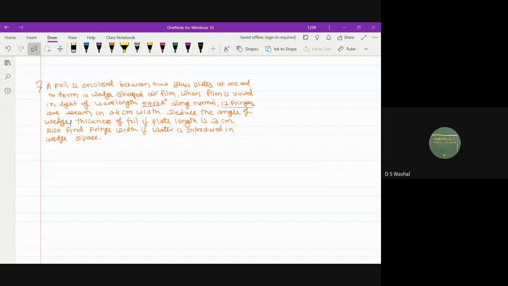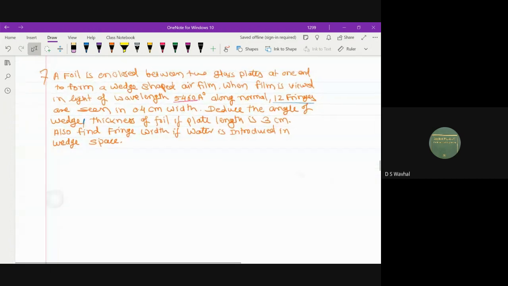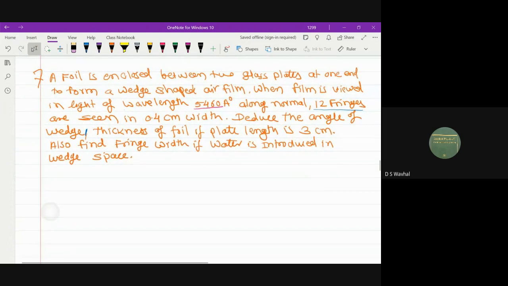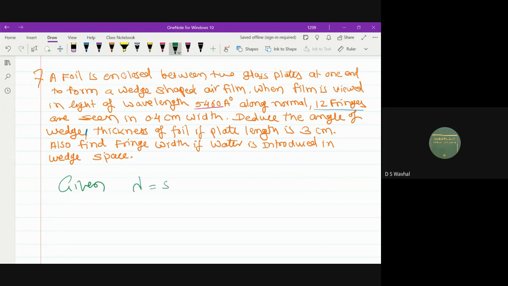Okay, then let us go to the next sum. And this sum is again for the wedge-shaped air film. Let us read it. A foil is enclosed between two glass plates at one end to form a wedge-shaped air film. When the film is viewed in light of wavelength 5460 angstrom along the normal. So lambda is given. Let us write the given quantities. Lambda is 5460 angstrom, that is 5.46 into 10 to the power minus 5 centimeter, along normal. So r equals 0 for this.